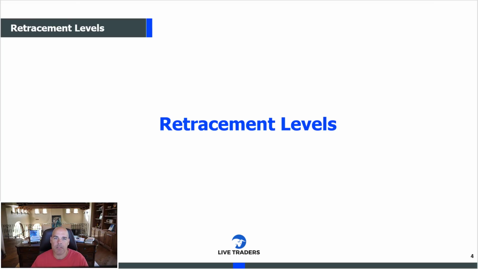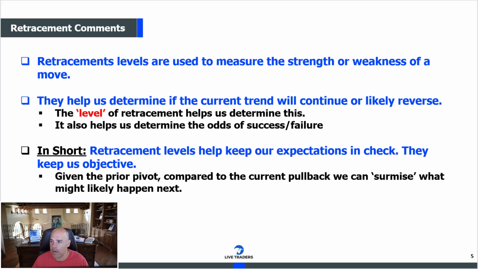There are various types of retracement levels in terms of depth, right? Some of you will use Fibonacci retracements, which are okay. I'm not, again, a big fan of indicators, but I think Fibonacci retracements are actually reasonable, okay? But why are retracement levels important? What do we use them for?